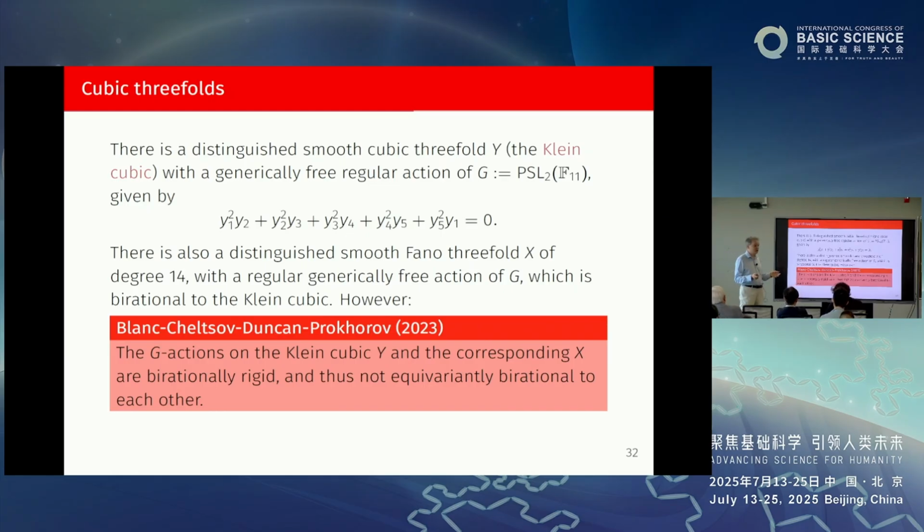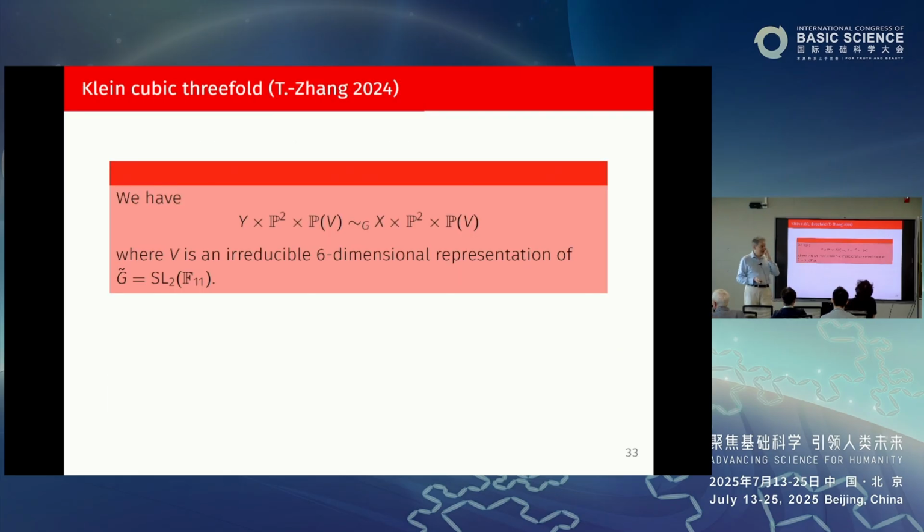So we were very inspired. We are looking for examples of varieties that are not birational, but maybe stably birational to each other. The theorem that we proved last year is that you have a kind of twisted stable birationality. In other words, you multiply with P2, and you multiply with the projectivization of a six-dimensional reducible representation of a central extension of SL2(F11), and those are birational to each other.